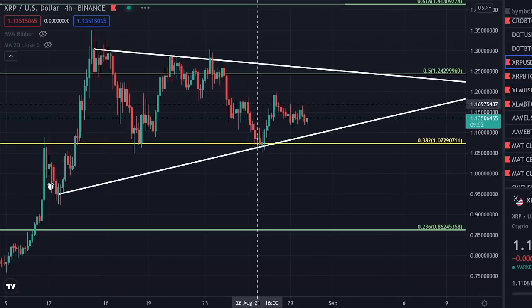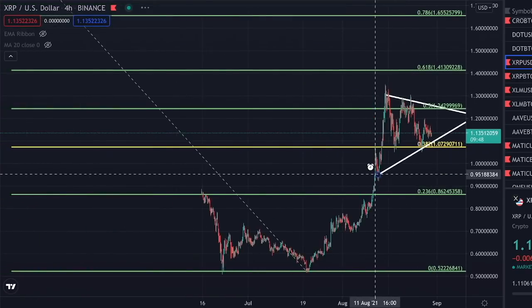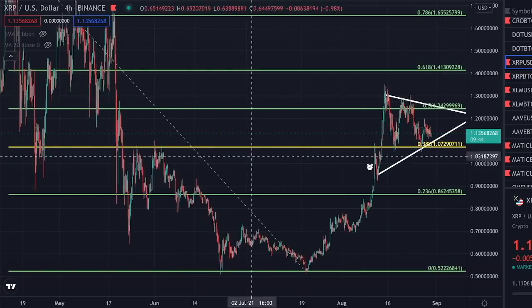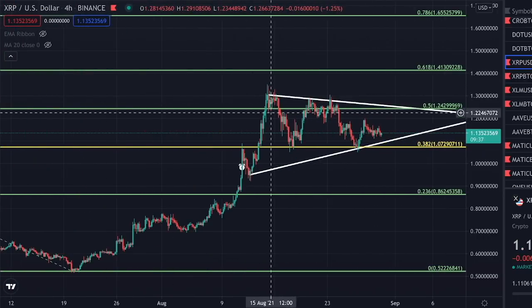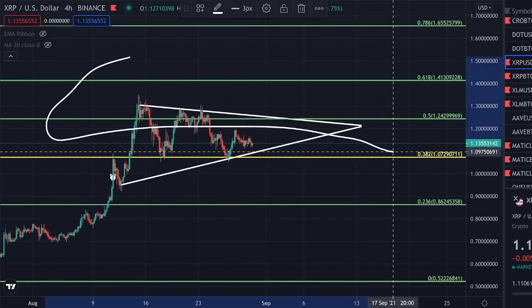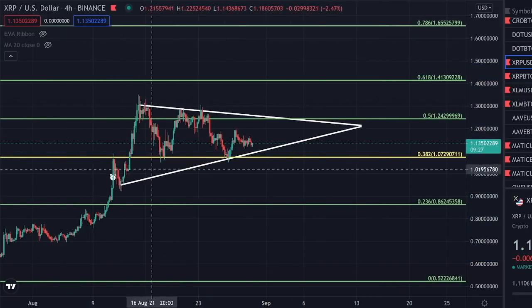I will be taking a look at the XRP compared to the US dollar chart. So I already drew a Fibonacci retracement just to spare us some time, from its swing high towards its swing low from its previous all-time high, and also I've drawn this major symmetrical triangle that we are forming on the XRP price action. So I think that is very important.